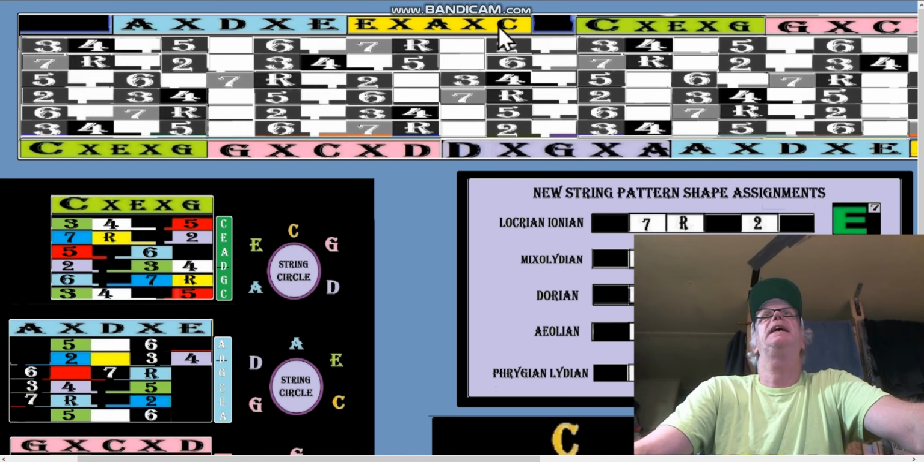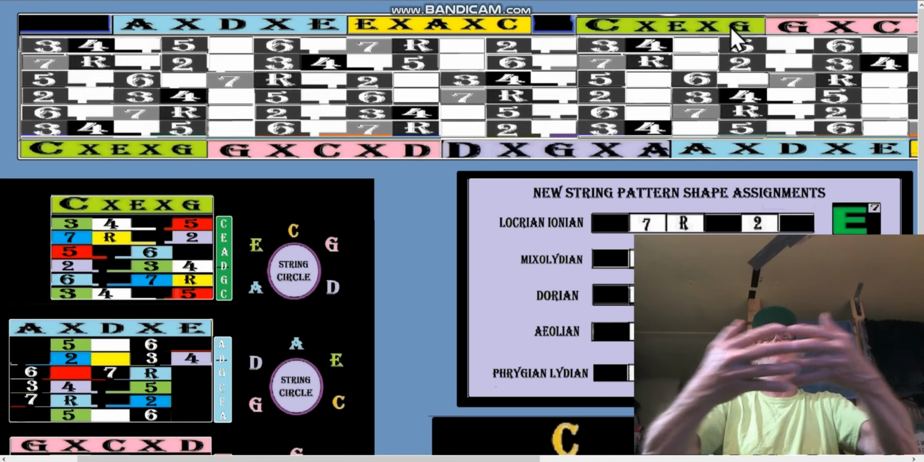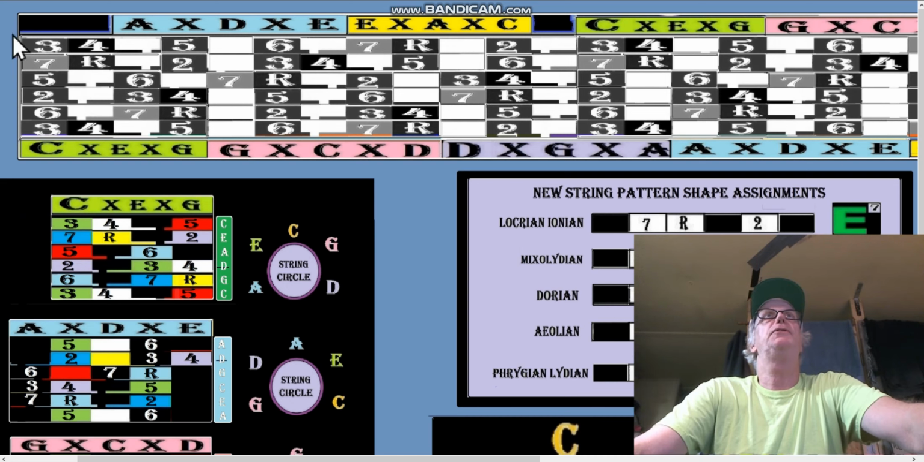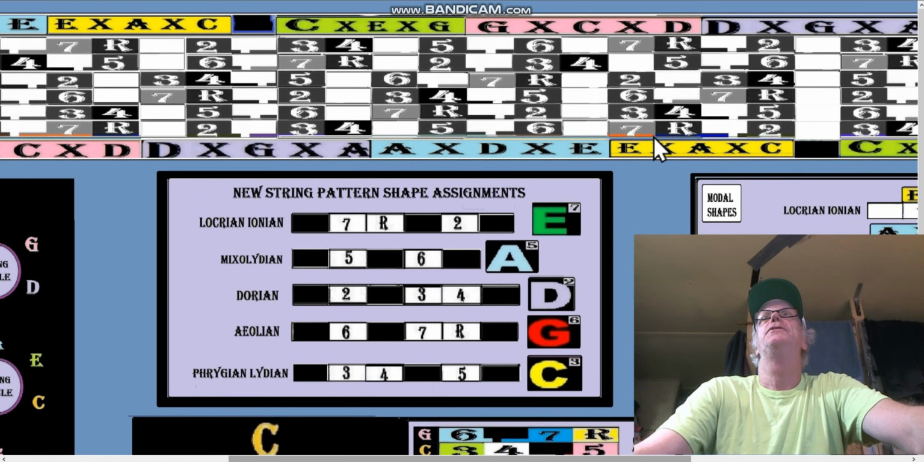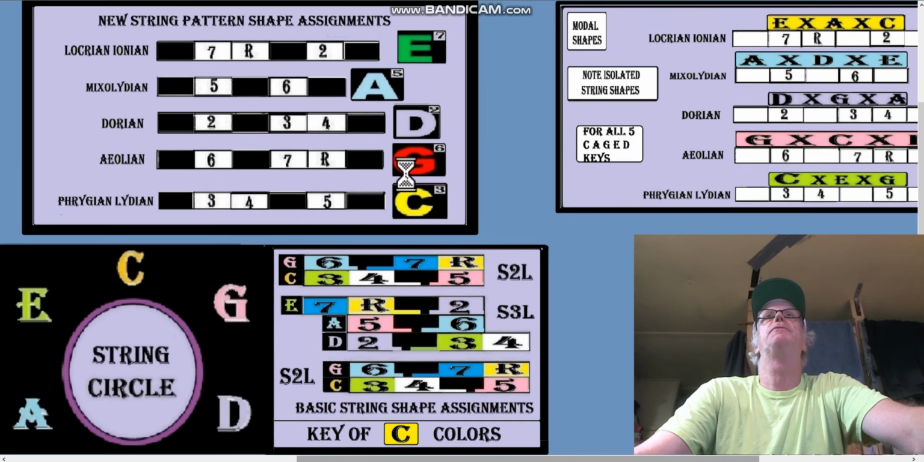Now looking at the CAGED, interleaving that, because we have a duplication of the top string and the bottom string, we could use that top string as a definition. So A starts up here. The A string is defined as the 5, 6. The E string assignment is defined as 7 root 2. That's the same down here, 7 root 2. We could use that top string right there as a definition. That is where the definitions come from.